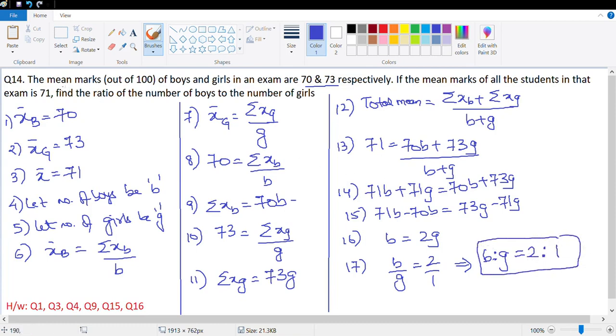Interesting question. You could put a small star on it. Basically the same formula applied again and again. That brings me to an end of this video.